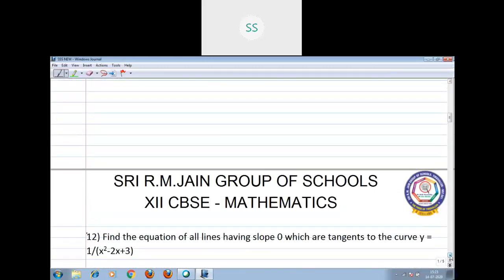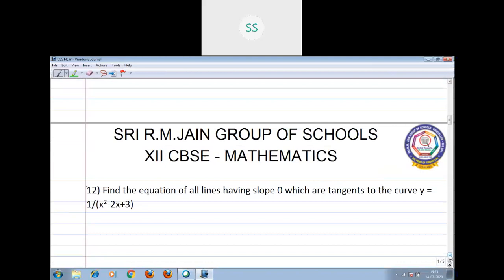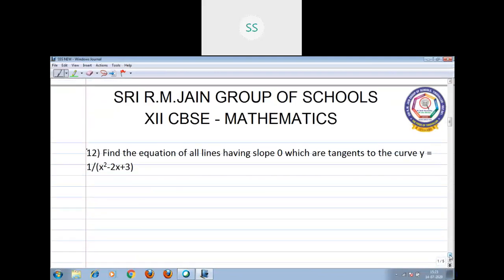Next question you see: find the equation of all lines having slope 0, which are tangent to the curve y is equal to 1 by x square minus 2x plus 3. Y is equal to 1 divided by x square minus 2x plus 3. First step, whatever it is, you want to find the derivative, right?